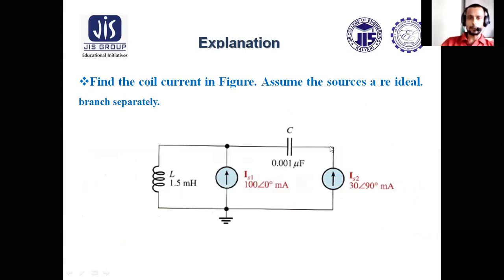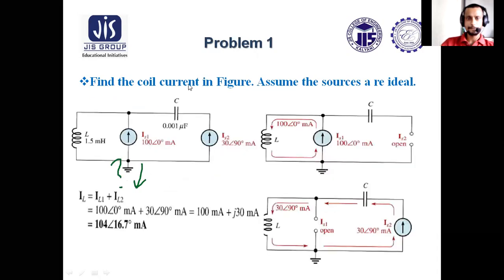Now let us solve this problem. Find current through the coil. What is the current through this coil? This is a simple circuit. See, first we will consider each source separately. So there are two current sources. First we will consider any one current source. At the same time, the other current source is deactivated by an open circuit.